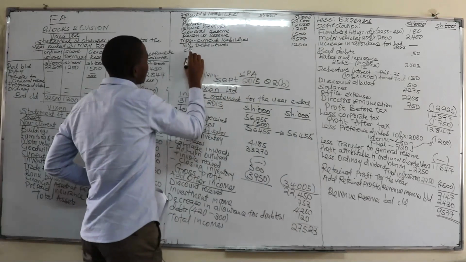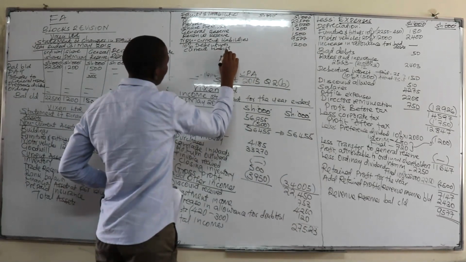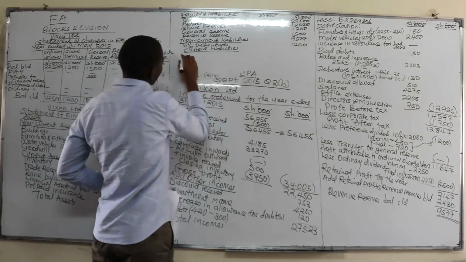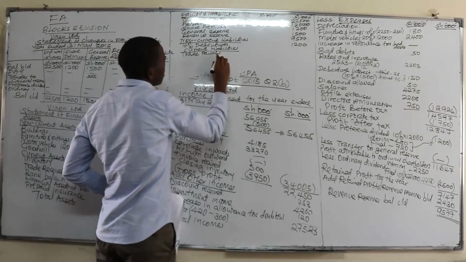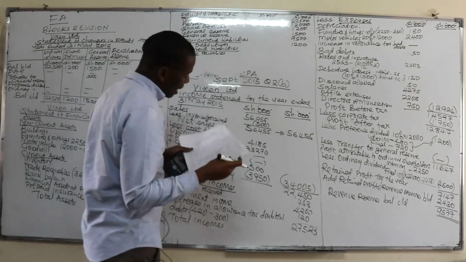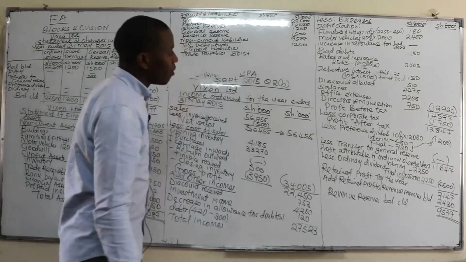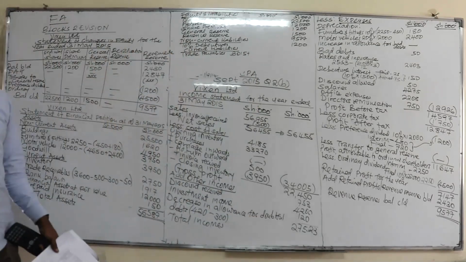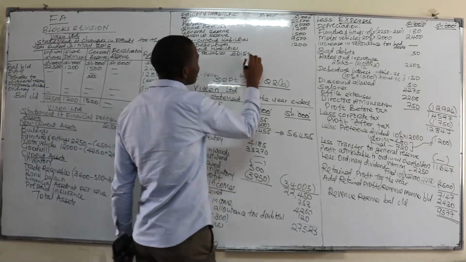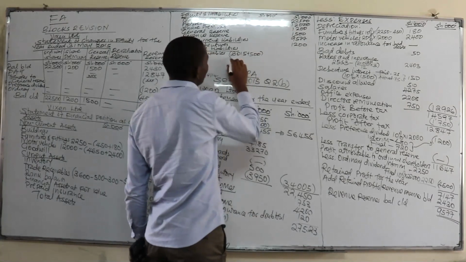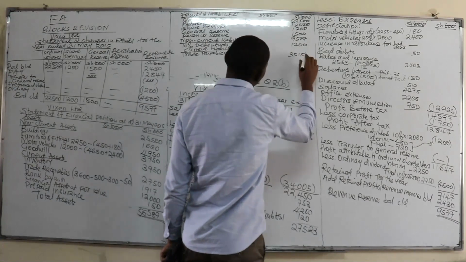Then we go to current liabilities. So for the current liabilities, we have the trade payables. From the trial balance, we were given 30.15. But remember, there was that invoice received, which was treated as invoice issued. And the invoice received, remember, increases the credits, which in that case will be 500. So in that case, it will be 35.15.